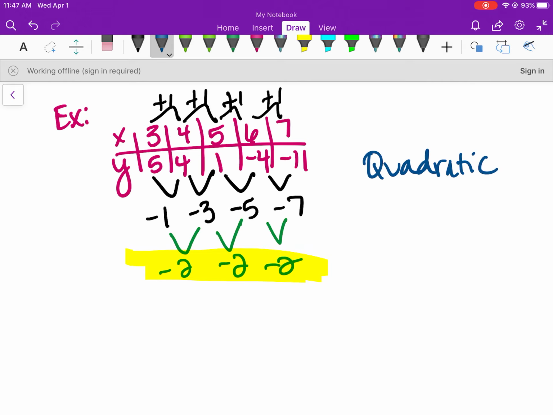So to determine if it's quadratic from a table, you need to find the second difference, and the second difference needs to be constant. If it's not, then it's not quadratic.